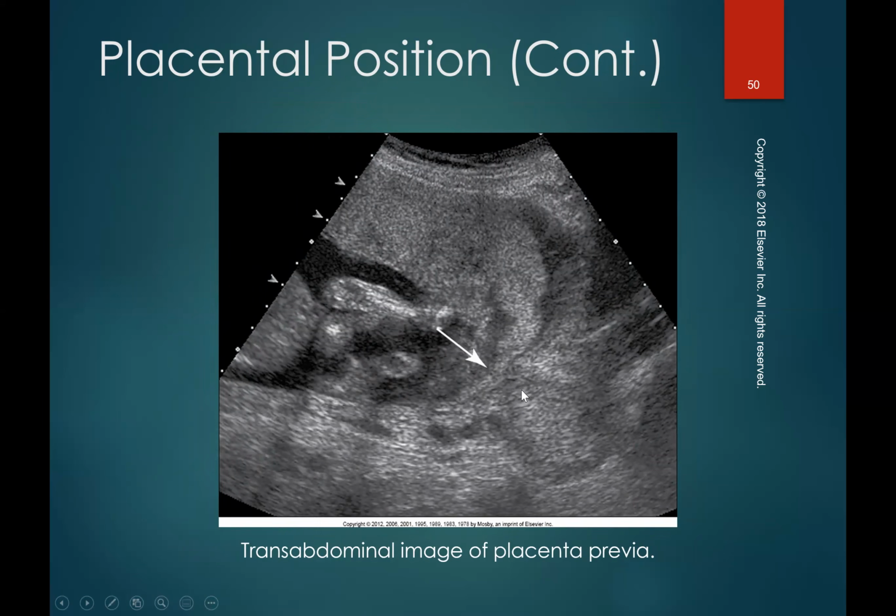And this right here, this is the cervix. So this is the lower uterine segment. And there is placenta covering the lower uterine segment here. So this would be a placenta previa. We will want to keep looking at this placenta throughout the pregnancy and make sure that it moves away from the cervix, which sometimes they do.